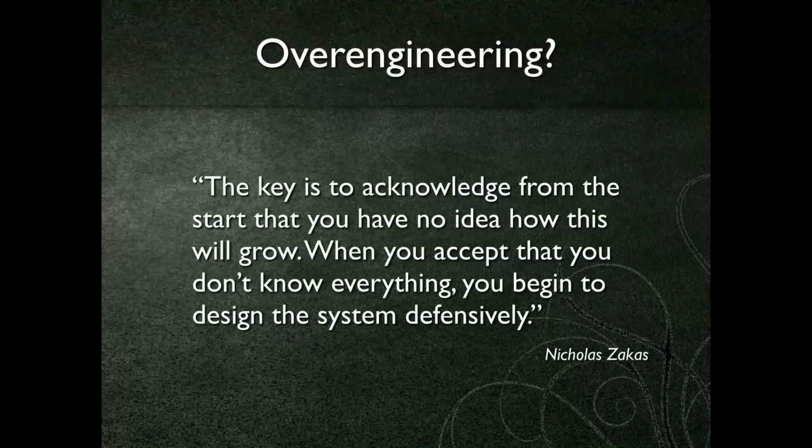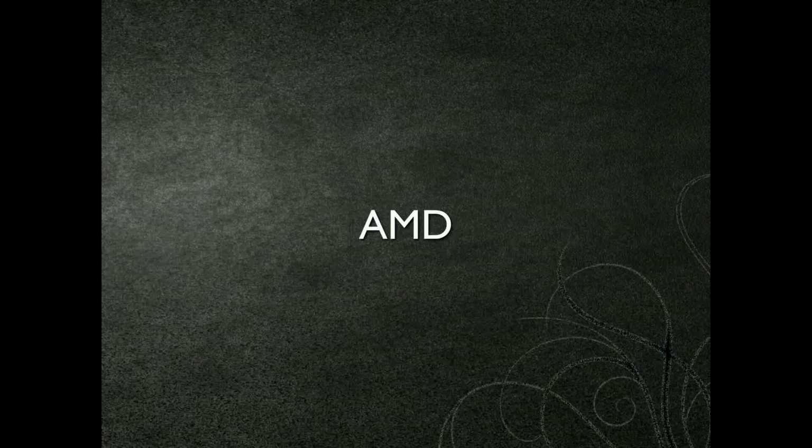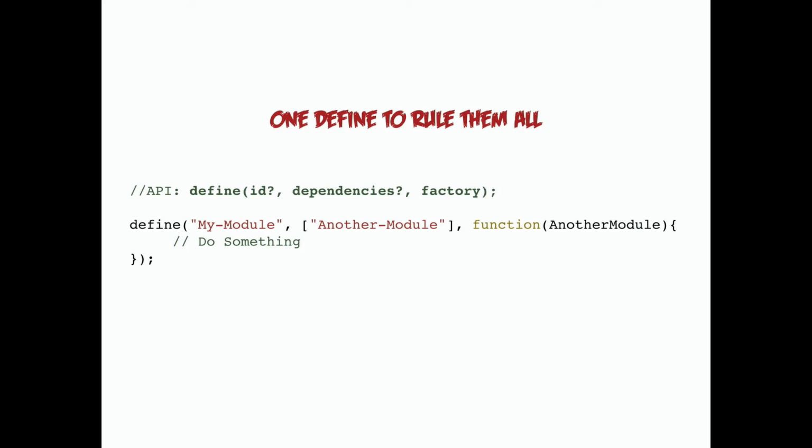Is this over-engineering? This is a question we asked ourselves at the beginning. Again, Zakas, when he explained this thing, he said the key is to acknowledge from the start that you have no idea on how this will grow. When you accept that you don't know anything, you begin to design the system defensively. This is pretty much what this architecture is about. And on top of it, we decided to go for AMD. You have to remember it was roughly 2 years ago, so the choice made sense back then. You know about AMD, right? It's kind of established. You have a define function that has an API. This is quite simple.